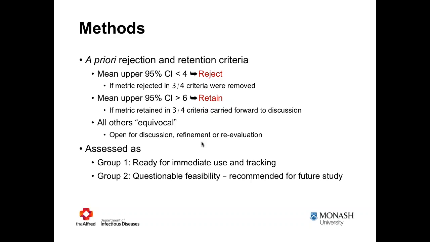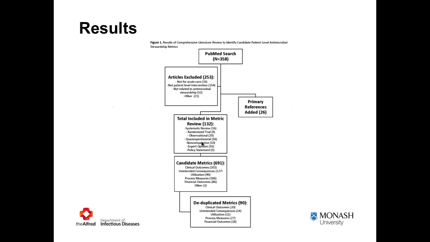They broke it down into 2 groups of assessments. Group 1 was ready for immediate use and tracking, and the second one was recommended for study. These were things where there was questionable feasibility. So perhaps it was a good thing to be monitoring, but the systems weren't in place in order to do it at the moment, or the evidence wasn't quite there to support it. So that was the way they assessed things.